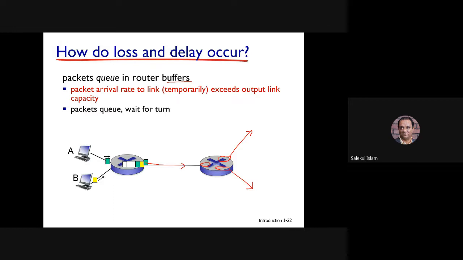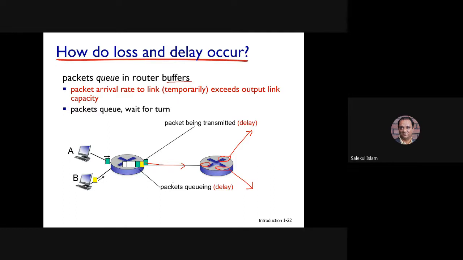So if the queue is empty, the packet will be forwarded instantly. Otherwise, the packet will be added at the end of the queue. So you can understand this is first in, first out, since it is a queue, right? Whoever arrives first will leave the queue first. So due to this queue, there is always a delay.